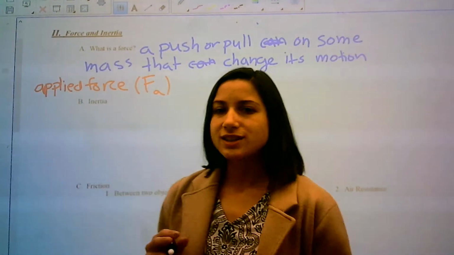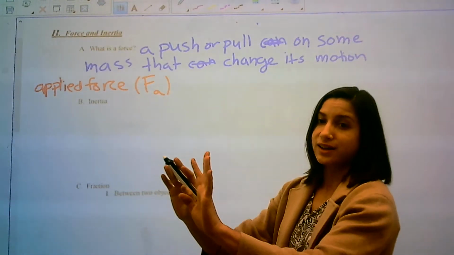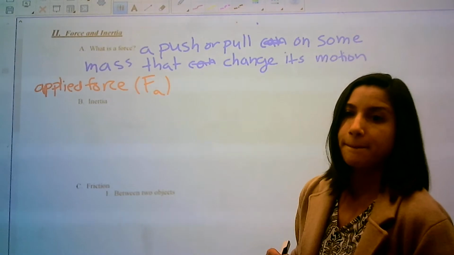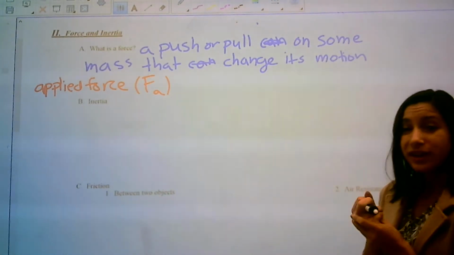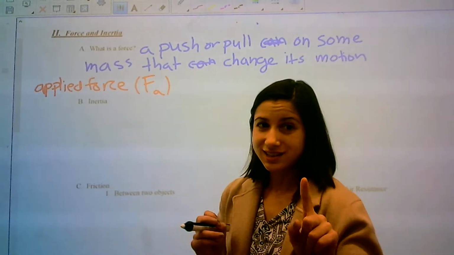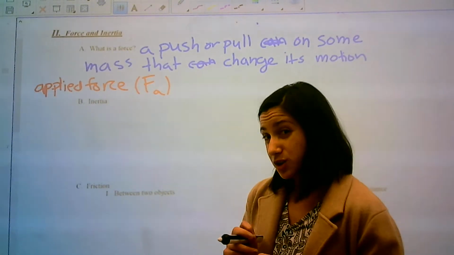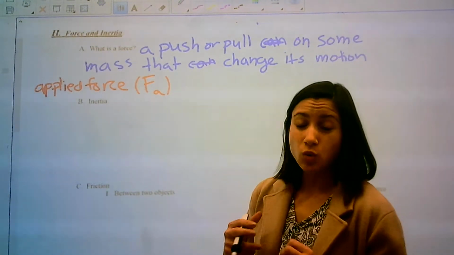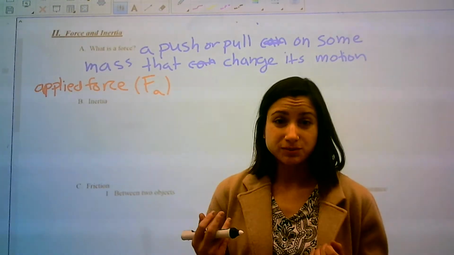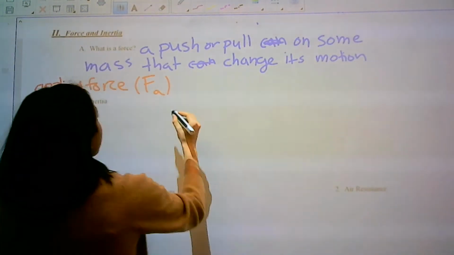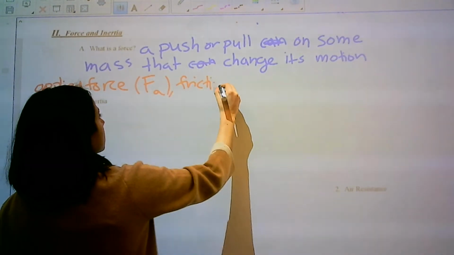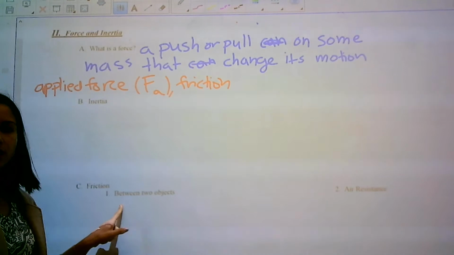So, for example, if I'm pushing on a box, I'm creating an applied force. If I am pulling on a rope, like in a tug of war, well, that is slightly different. We'll get into that in a second. If a car's motor helps turn the wheels and push the car forward, that is an applied force. We also have friction. We're going to get into that down here in 1 second.